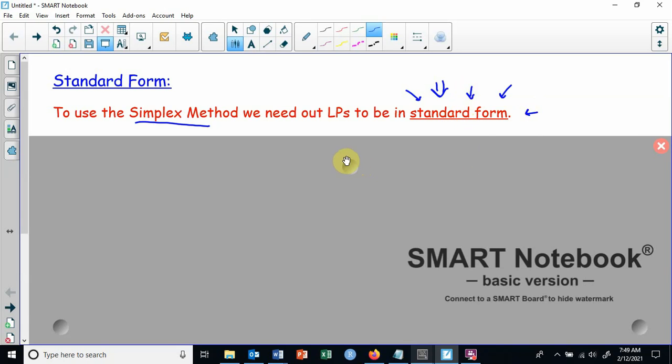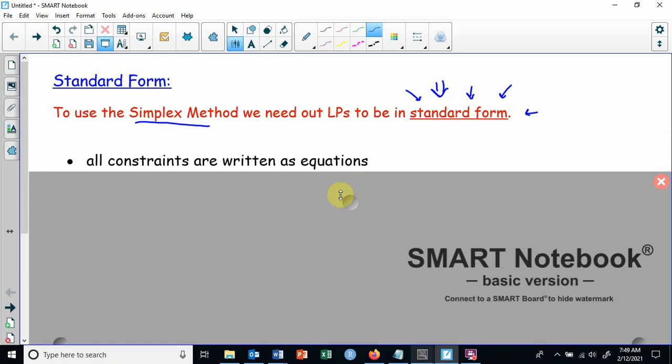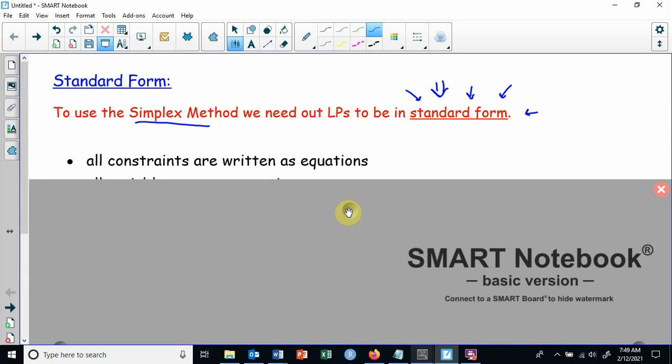Now, the question is, what is standard form? Well, it's quite simple. All of our constraints need to be written as equations. Now, this is a little different from what we've been writing, because we've been writing all of our constraints as inequalities. So we need to figure out how to fix this. That's mainly what we're focused on in today's lesson.